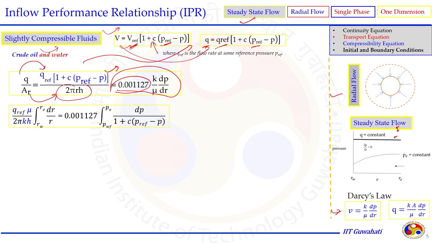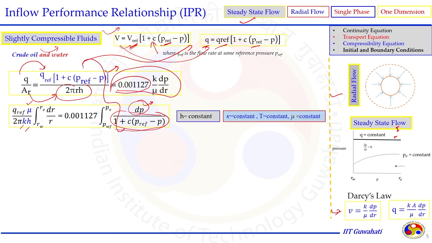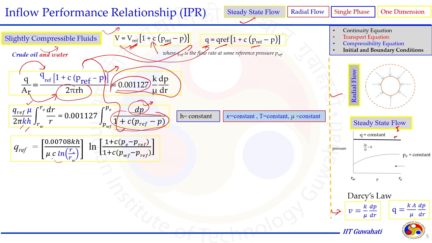Simply, we will follow the same methodology and integrate, considering mu, k and h constant. On the right hand side, we will get integration with respect to r, with dr in the numerator and r in the denominator. In the previous case, for incompressible fluid, we had nothing other than the pressure derivative term here, while in the case of slightly compressible fluid, we get this term that appears from here. When we integrate under the assumptions we have taken, we get almost a similar expression, except some terms appear here: this C, and this ln term.